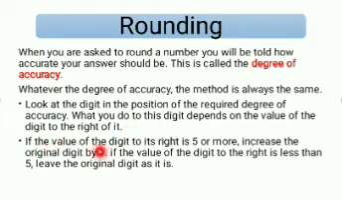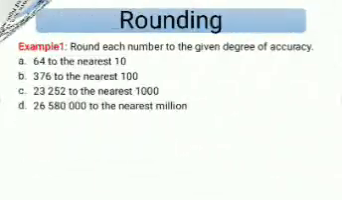So if the value of the digit to its right is 5 or more, we are going to increase the original digit by 1. But if the value of the digit to the right is less than 5, we are going to leave the original digit as it is. Now, let's look at the following examples to explain what we are talking about.